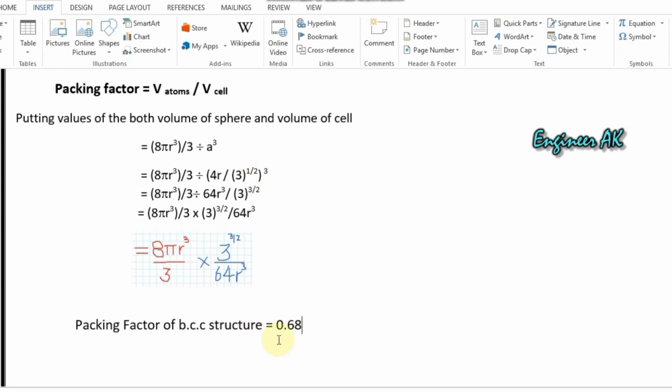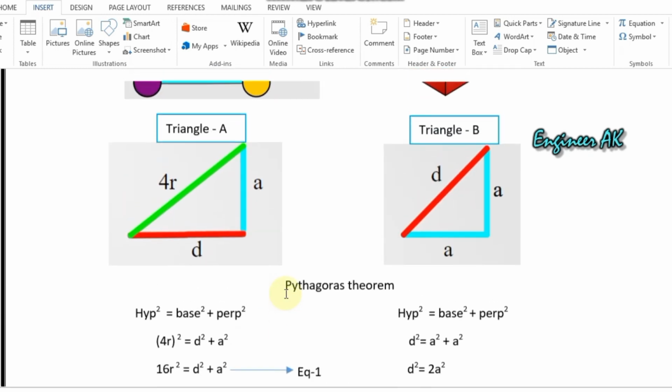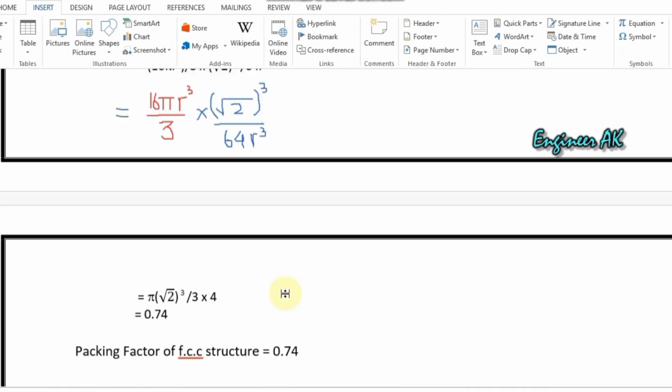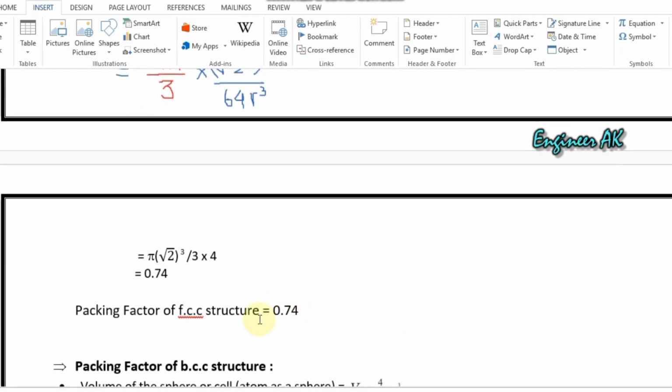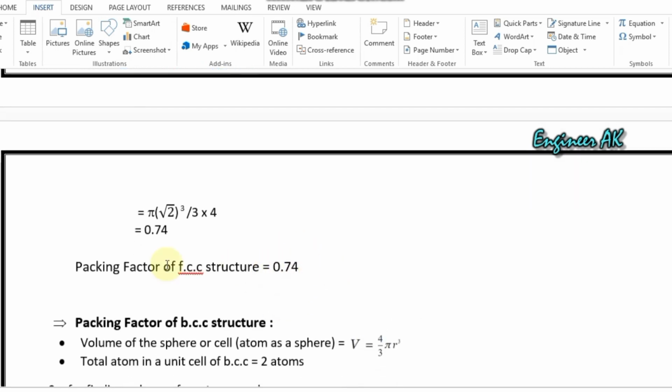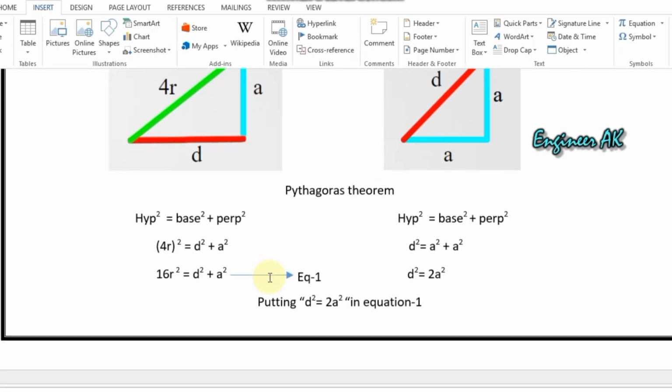So from here, as we have studied before, the BCC structure contains 2 atoms, so it is not as densely packed as FCC, because FCC contains 4 atoms. And here we see the packing factor of BCC is 0.68, and for FCC it is 0.74. So now we are clear that the FCC structure is more densely packed as compared to the BCC structure.